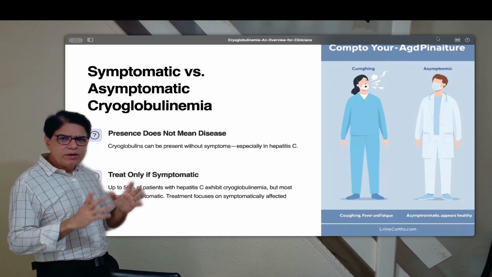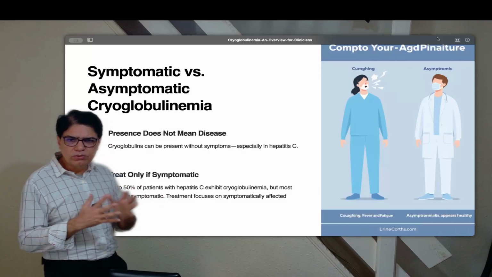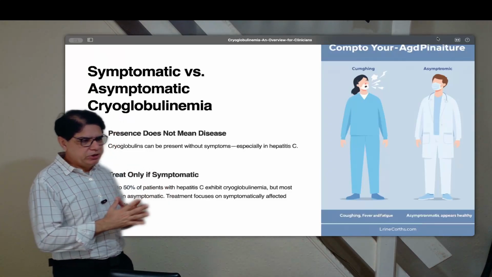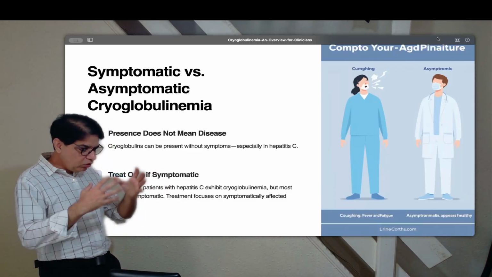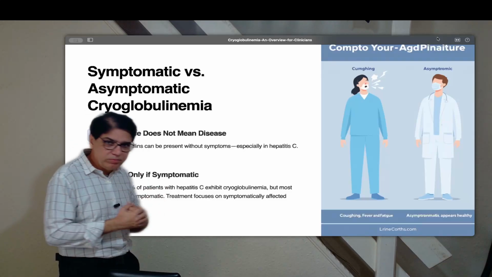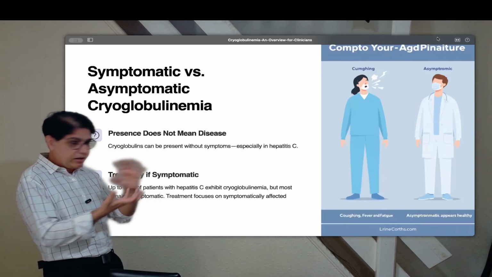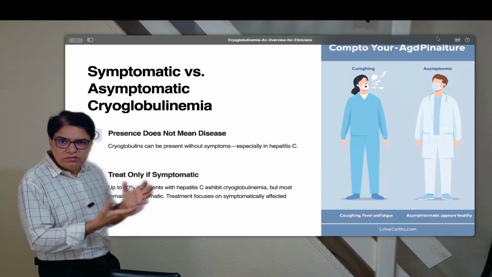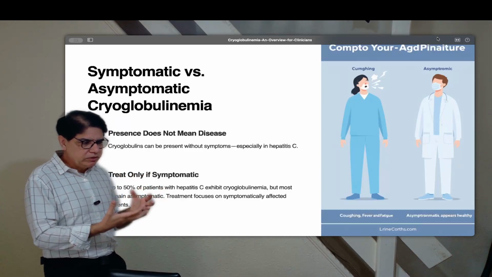Now, remember, we also classify cryoglobulinemia as symptomatic or asymptomatic. Cryoglobulins might be present in a patient, but they do not always cause symptoms. So the presence of cryoglobulins does not mean that the patient has symptomatic cryoglobulinemia, because in many cases, cryoglobulins will be present because of chronic active hepatitis C or chronic hepatitis B, but they do not cause any symptoms. But in 50% of patients, it can be symptomatic as well, in which it starts producing symptoms.